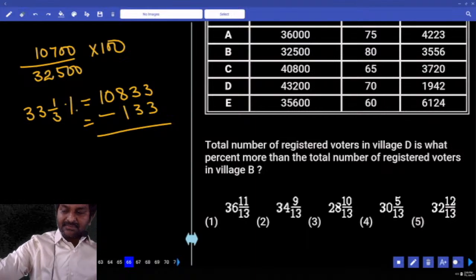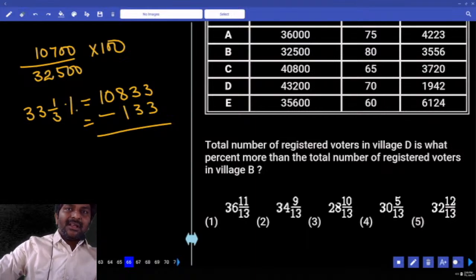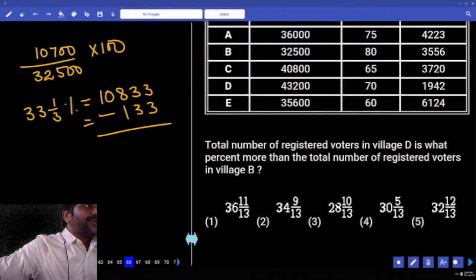Go to options. Options. Fifth option, final answer, 32 something. Answer should be close to 33 1/3, but should be less than that. Got it?